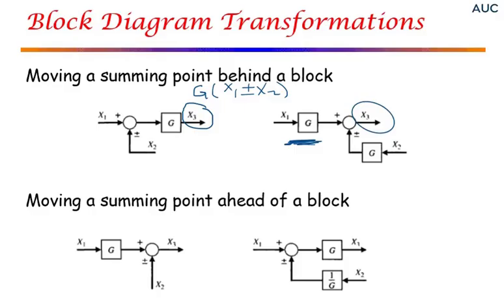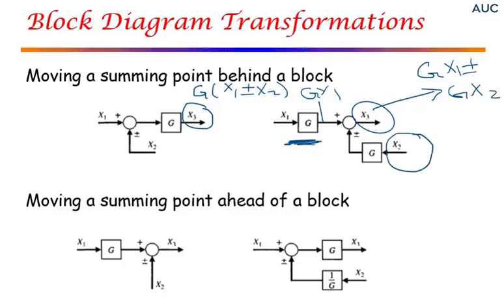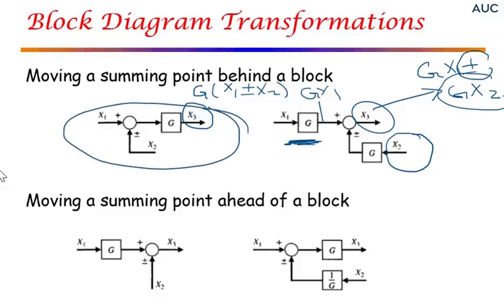Now, according to the new situation, we have here g times x1, and what we should have here is g x1 plus or minus g x2. Now, this is x2 entering the system. In order to get this second term correctly, as it appears here, then x2 has to be multiplied by g, as we can see here. So we get the correct answer.